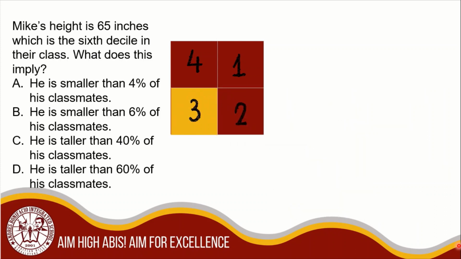Question 3. Mike's height is 65 inches, which is the 6th decile in their class. What does this imply? Correct. He is taller than 60% of his classmates. 6th decile, meaning nataasan mo ang 60% of the set of data at 40% naman ang mas mataas sa iyo.